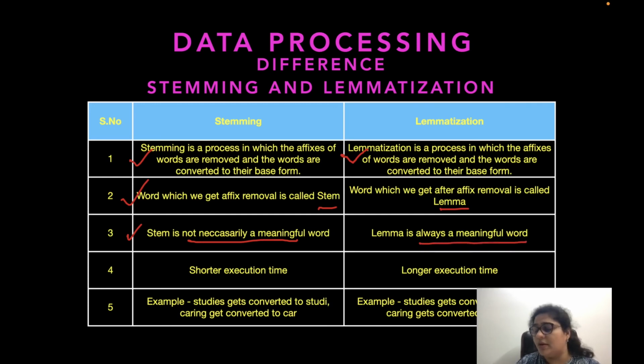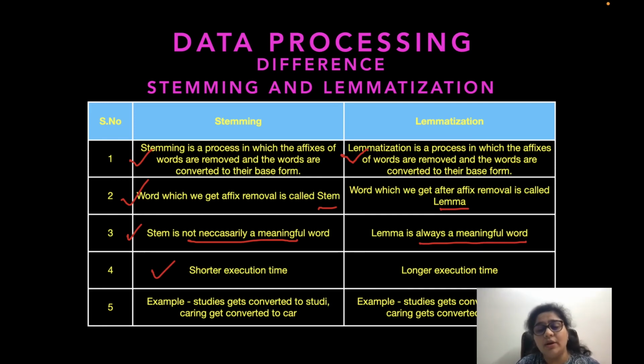Same points? Okay. But now the catch here is, when we say stemming doesn't give me a meaningful word, that means it just takes words, removes their affixes and gives me the output quickly, right? Because it is not doing any extra processing. It is just removing the affixes and giving me the output. So its processing time will be faster. That is where it says shorter execution time, because no extra steps are involved.